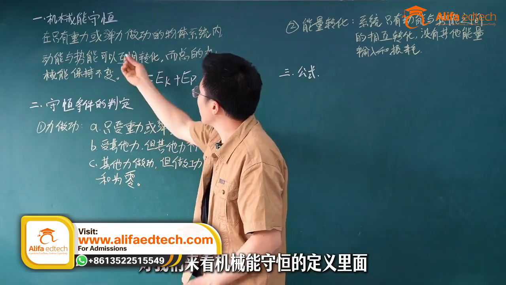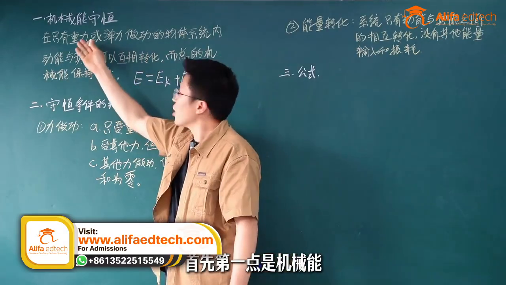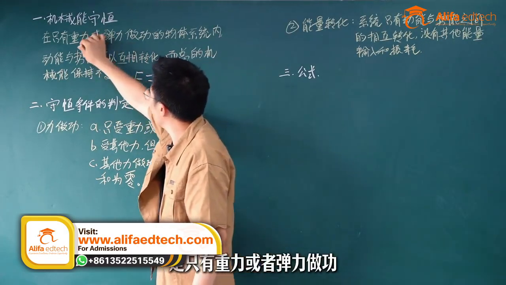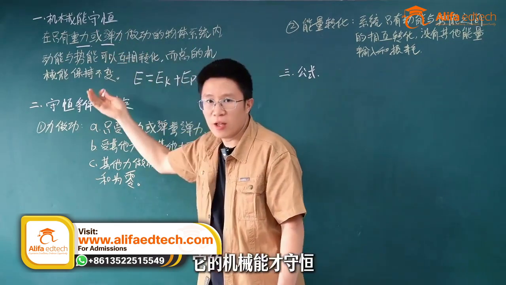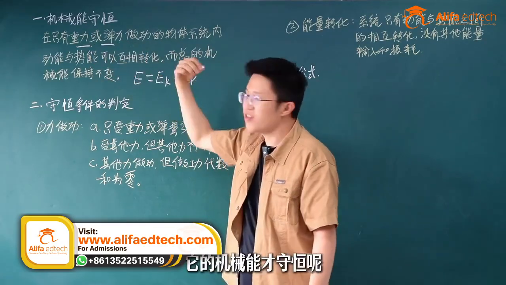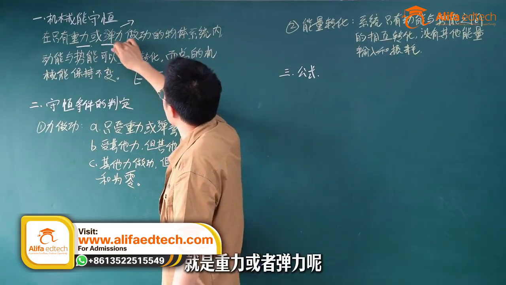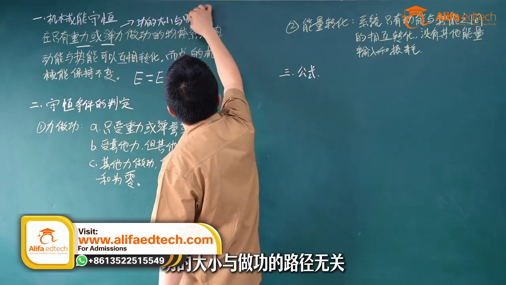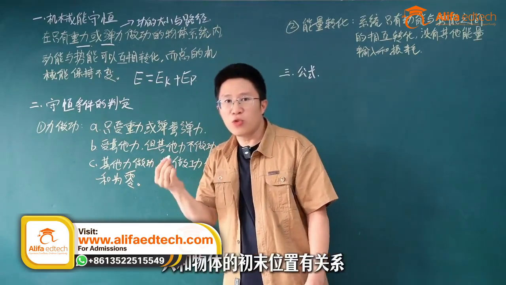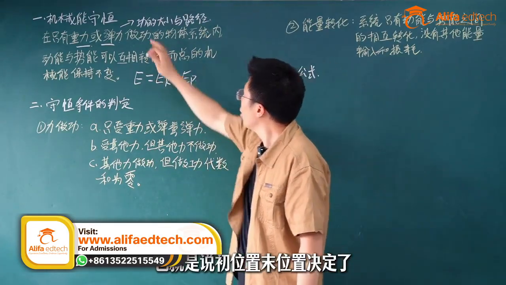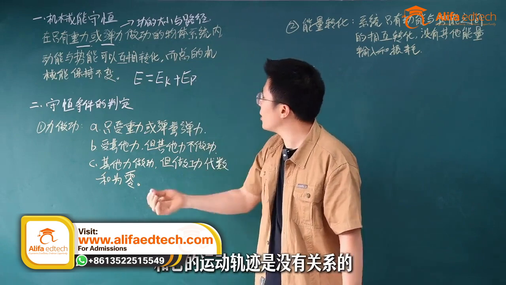Now, let's look at the definition of conservation of mechanical energy and see which important points we need to pay attention to. The first point is the condition for the conservation of mechanical energy, which is that mechanical energy is conserved only when work is done by gravity or elastic force alone. Why is it that mechanical energy is conserved only when work is done by gravity or elastic force? It's because gravity and elastic force have a very important characteristic when doing work. That is, the work done by gravity or elastic force does not depend on the path taken, or in other words, it is unrelated to the trajectory of the object's motion. So what is it related to? It is related to the initial and final positions of the object. In other words, the initial and final positions determine the amount of work done, and it has nothing to do with the object's path of motion.